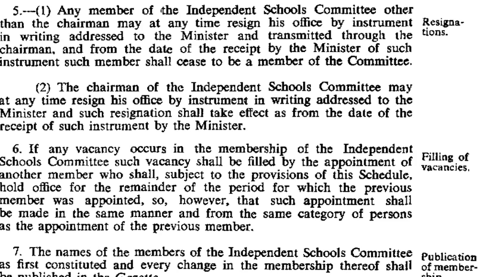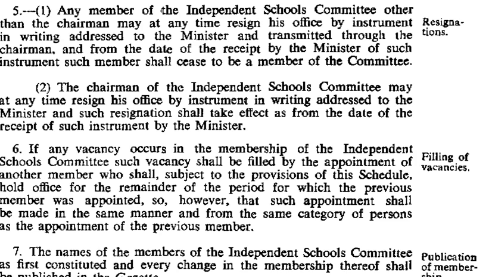(2) The chairman of the Independent Schools Committee may at any time resign his office by instrument in writing addressed to the Minister, and such resignation shall take effect as from the date of the receipt of such instrument by the Minister.